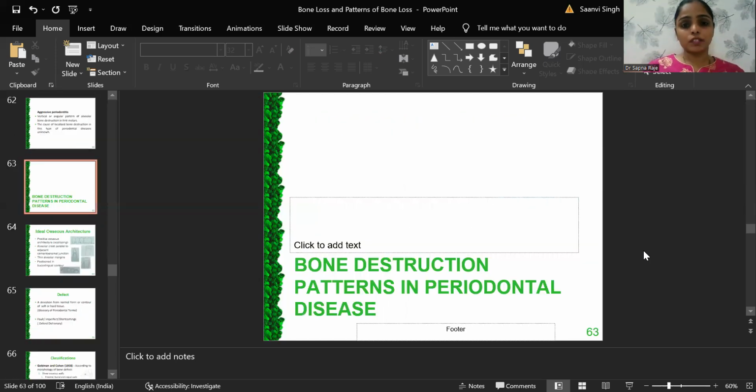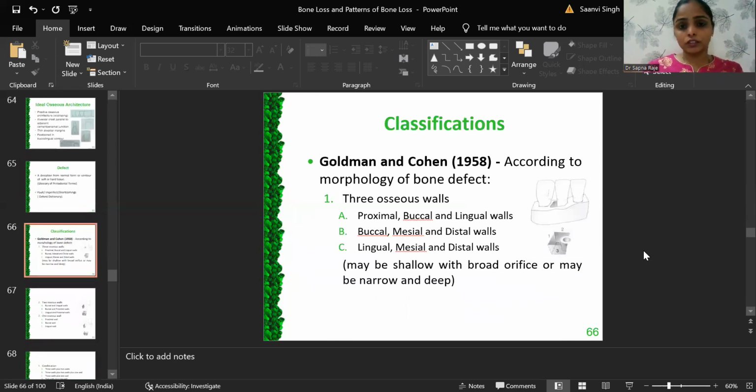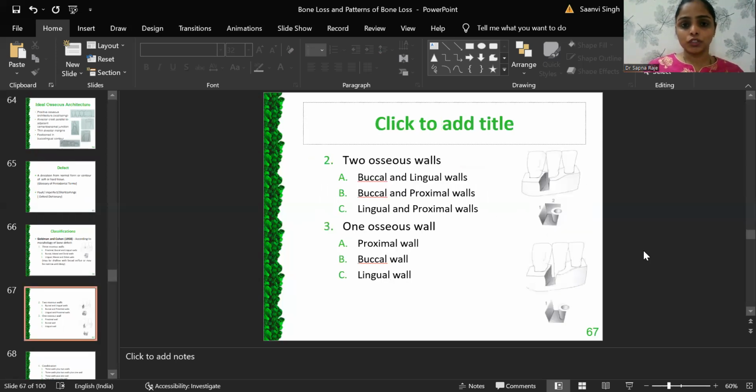Then the defects which are present, this is also very important, like the three osseous walls. According to the morphology of the bone defect, the name is given on the basis of the number of walls present, not the number of walls lost. Like a three osseous wall defect means only one wall is missing and three walls are present, like the proximal, buccal and lingual walls, buccal, mesial, and distal walls, and lingual, mesial, and distal walls. Then the two osseous walls, like the buccal and lingual walls, in which two walls are present and one wall is missing.